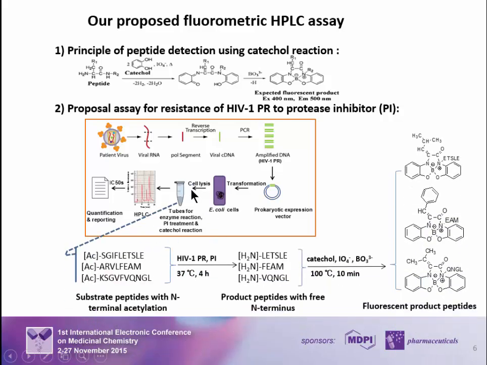And in the reaction, 3 reported HIV protease substrate peptides were used, but at the N-terminus of these substrates, ST glue was added to stop the direct reaction between the substrate and the catechol. After the enzyme reaction at 37 degrees for 4 hours, the substrate will be cleaved by the HIV protease into 2 parts, and only the product with free N-terminal will react with catechol to form the fluorescence product peptide.